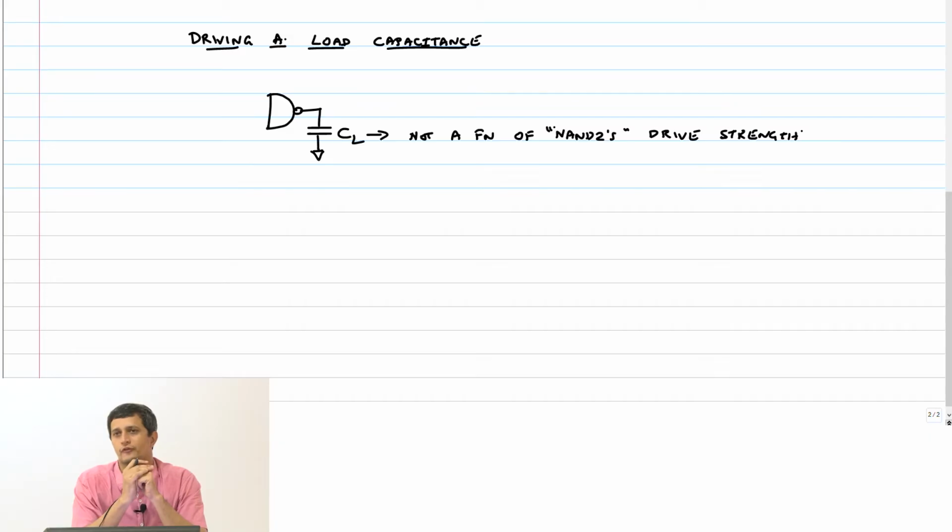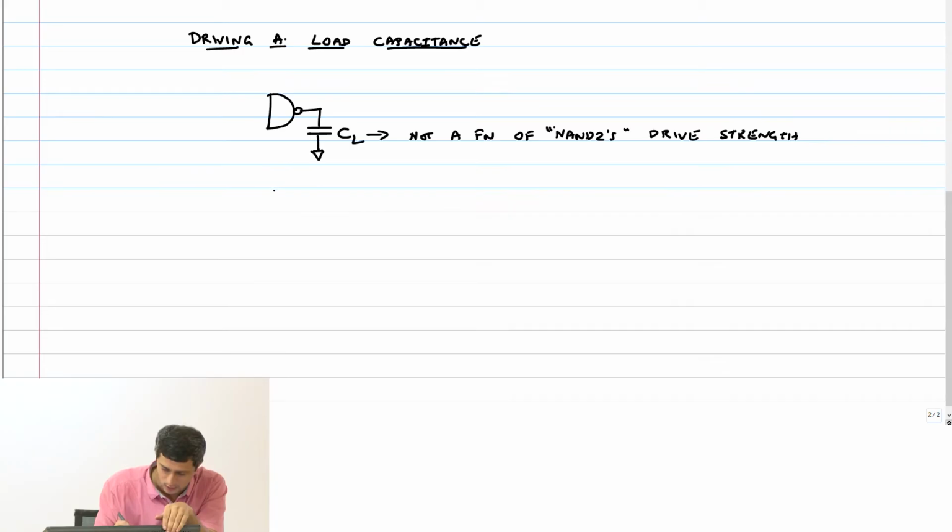It's not a function of that. So if I upscale the NAND 2 by a factor of K, this capacitance does not scale. It's a fixed capacitance because the capacitance is coming from outside, from some other gate. Okay. So let's go ahead and look at again the rise propagation delay.